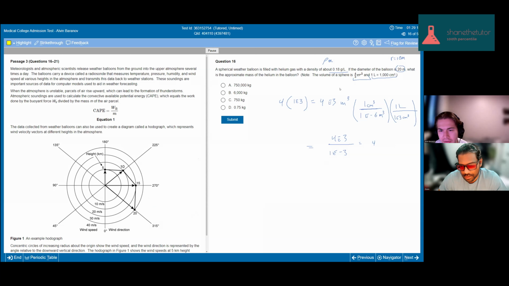Oh, you forgot to do the radius to the third power. Oh, damn it. Okay. Radius is 10 meters. Oh wait, no. Then I don't know. And I'm cubing this 1e3. Yeah, I don't know. Let me do this. One cubic meter, 1e-6 meters. This going cubic centimeter, then 1,000 cubic centimeters, 1 liter.